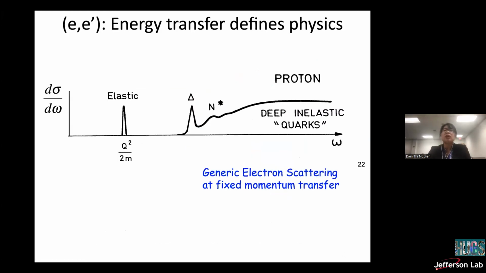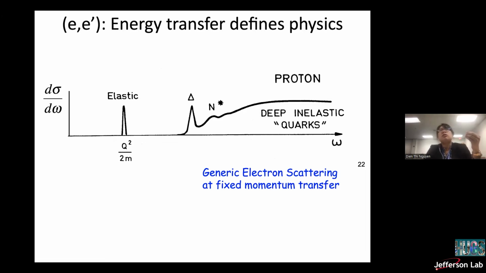So that is in terms of the measurement of the final state particles, and now how about in terms of physics? What I'm showing you here is the E prime inclusive cross section as a function of the transfer energy omega at fixed momentum transfer. This is a toy model. We call this cross section very much like a physics response function, right?